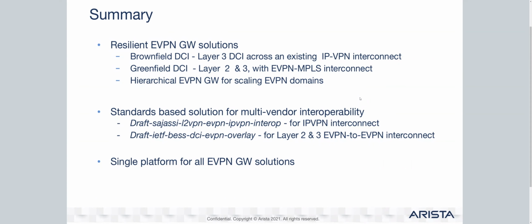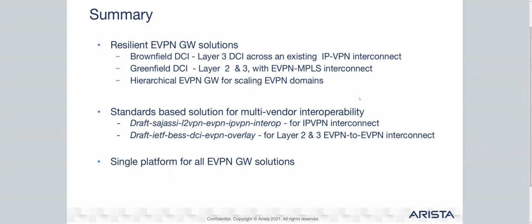as a summary of what we've covered, it's a fantastic job, Max, going through all these use cases. You can see the topologies, even as much as we cut it down, it's quite a lot. But in general, the resilient gateway solution. The first one, we termed brownfield DCI: Layer 3 across an existing IPVPN interconnect. It's pretty common. A lot of customers run just standard VPN v4, L3 VPNs.